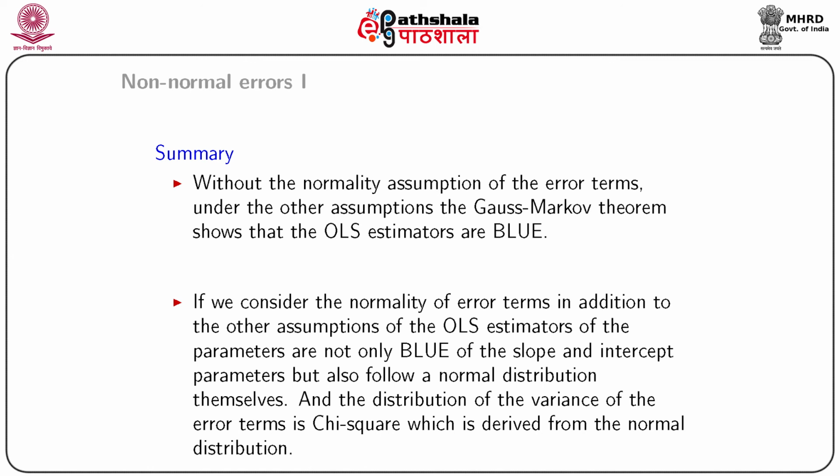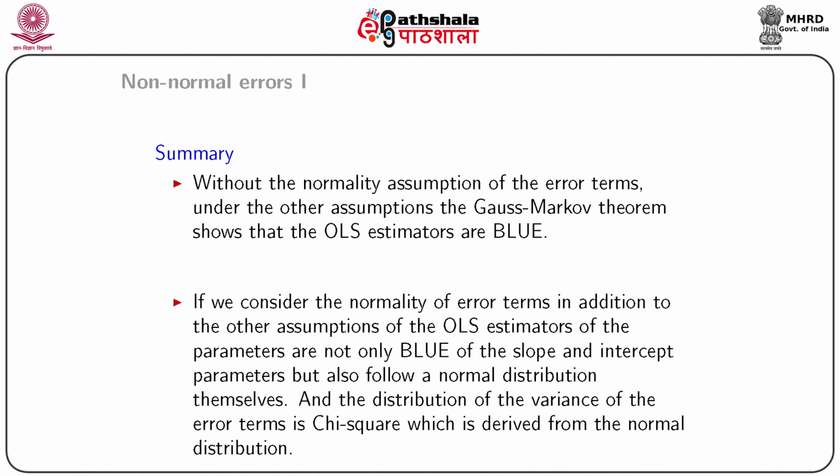Now, if we consider the normality of error terms in addition to the other assumptions of the Gauss-Markov theorem, then the OLS estimators of the parameters are not only best linear unbiased estimators of the slope and intercept, but also follow a normal distribution themselves. As we have seen before, the normal distribution of the error term also ensures a normal distribution for the slope and intercept parameters because they are linear functions of the error.